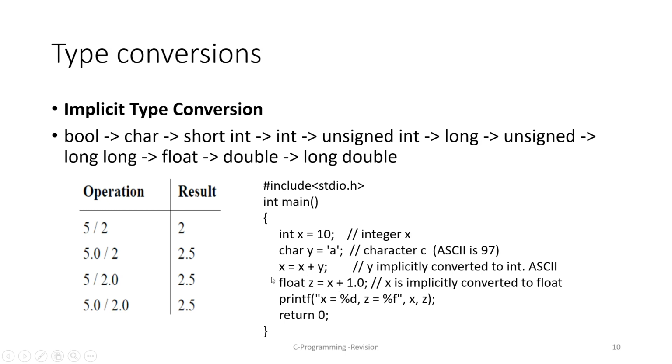We'll go for the next example. Float z equal to x plus 1.0. x is integer, and 1.0 is float. So the result will be in the form of float. So I took variable z to hold this float value. This is how implicit type conversion is applied when you are performing an operation.